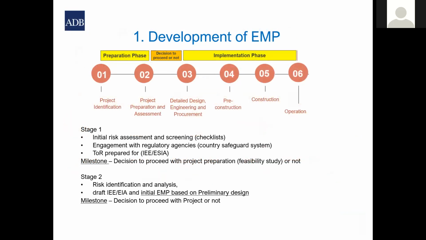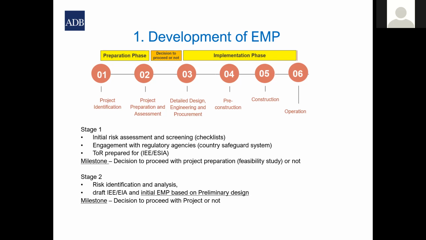So stage 1, this is the preliminary stage, the project identification stage. This is where an initial decision to proceed to project preparation is made and a general understanding of the concept. During stage 1, there is an initial risk assessment, screening. Asian Development Bank, for example, screens the project and categorizes it in terms of the level of impacts that project is likely to result in.